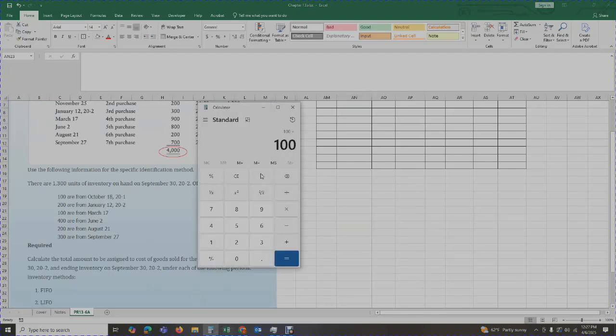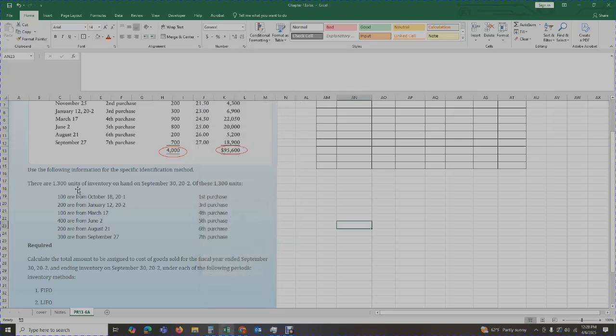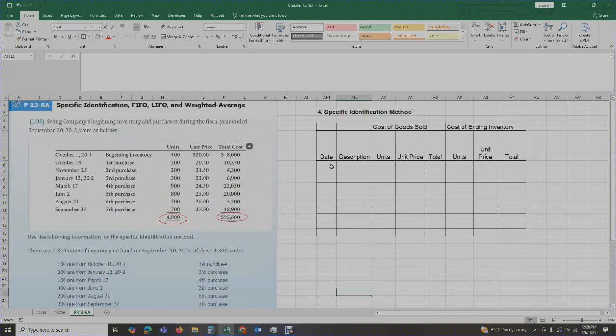I've got 100 plus 200 plus 100 plus 400 plus 200 plus 300. Yes. So they're telling you what you kept from each of the batches. Okay, so this is what you kept. The difference is what you sold. So we need to be very careful here.